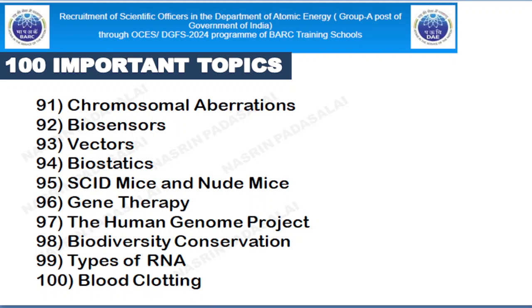Next is blood clotting. You need to study the pathway of blood clotting and the list of blood clotting drugs, and there were different factors. They will be asking you the name of the factor. So these are the 100 important topics for the BARC Biosciences examination. If you cover these 100 topics, you can definitely score 50% of the marks, or score above the cutoff.